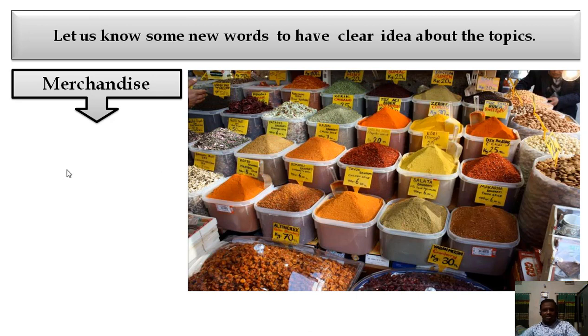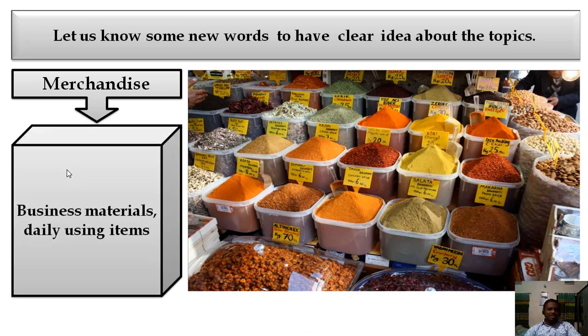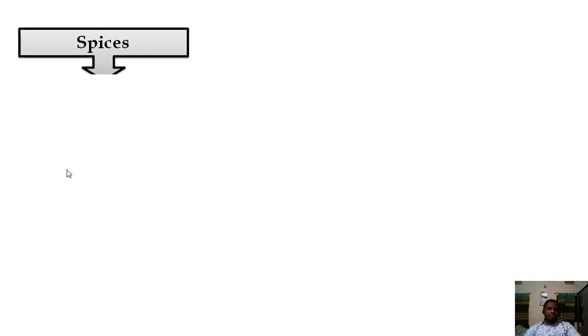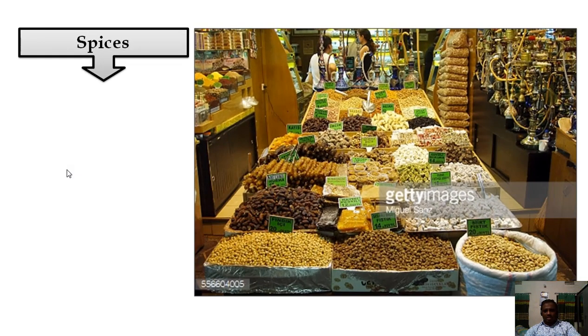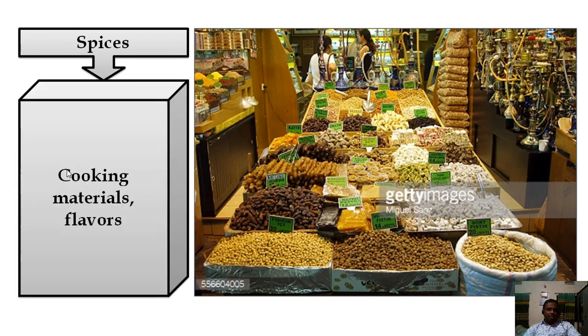Merchandise means business materials, daily using items. Spices. Look at the picture. I think now you can understand the meaning of the word spices: cooking materials, flavors.